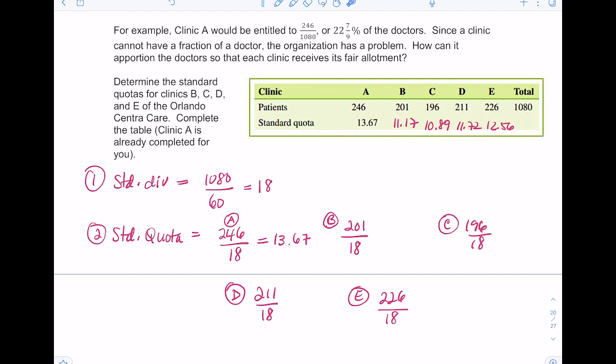What I would like you to do is take a second and add up those 5 numbers. Do you get 60? We should be getting 60. And the answer is no. Unfortunately, we get 60.01. That poses a problem because we have 60 doctors, and we don't have 0.01 of a doctor.